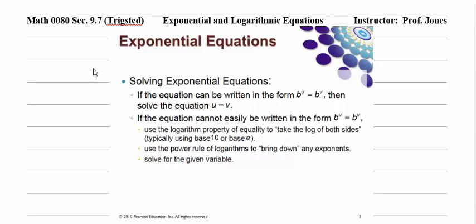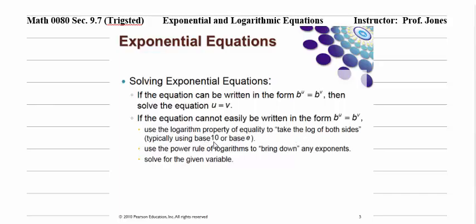All right, let's look at section 9.7, exponential equations. If we have an exponential equation and we can write it in the form b to the u equals b to the v, then we can solve the equation u equals v. If the equation cannot easily be written in the form b to the u equals b to the v, we're going to use the logarithm property of equality to take the log of both sides.